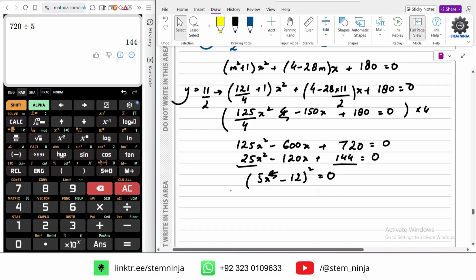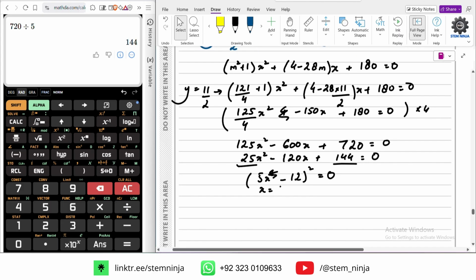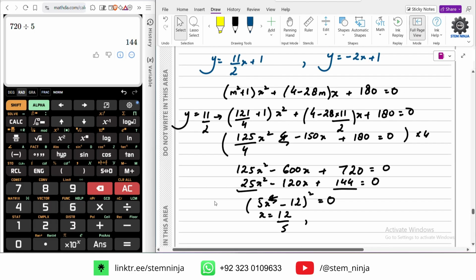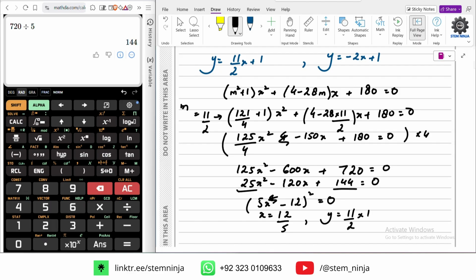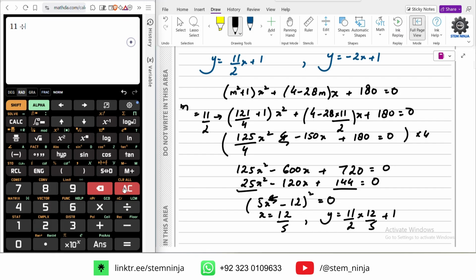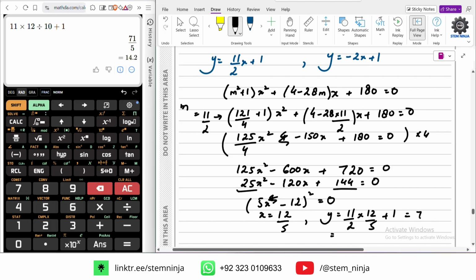So this would get us x equals 12 over 5. So if x is 12 over 5, y would be, sorry, no, this is not y, this was m. 11 over 2 times by 12 over 5 plus 1. Okay, so 11 times by 12 divided by 10 plus 1, that is 71 over 5. Okay, so one coordinate is this.